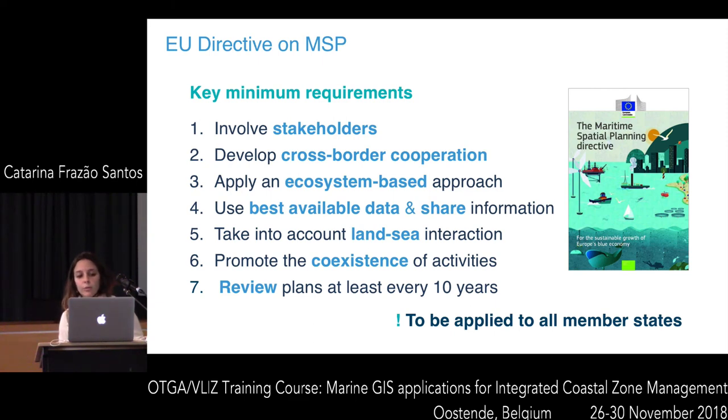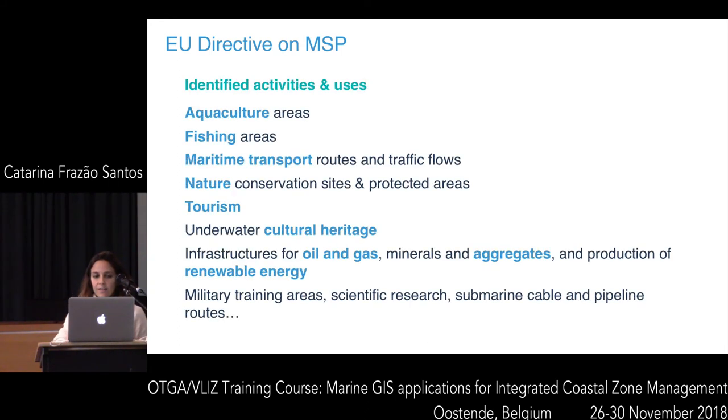Countries are compelled to use the best available data and share information. And there are a lot of projects ongoing funded by the EU with this purpose. Take into account land-sea integration and interaction, promote the coexistence of activities, and be reviewed every 10 years at least. The directive also identifies some activities that must be included in marine spatial planning, but member states can add additional sectors. And these are aquaculture, fisheries, shipping, nature conservation, tourism, oil and gas, renewable energy, and so on.